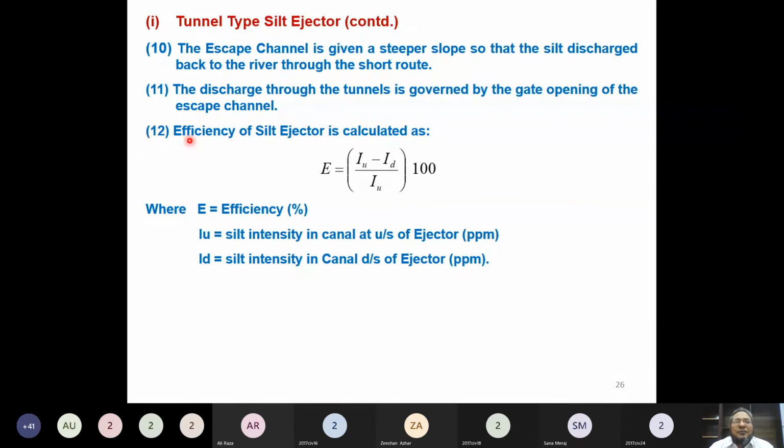Okay, number 12, efficiency of the silt ejector is calculated as, it has the same formula as we discussed for the silt excluder. IUD, U means upstream, D means downstream. So this is the sediment concentration on upstream of the silt ejector in the canal. And this is the sediment concentration on downstream of the silt ejector in the canal.